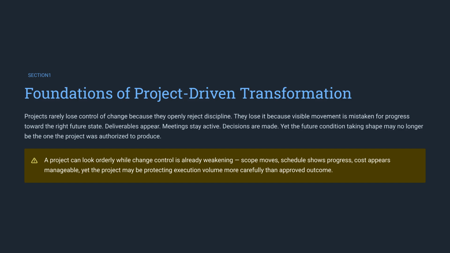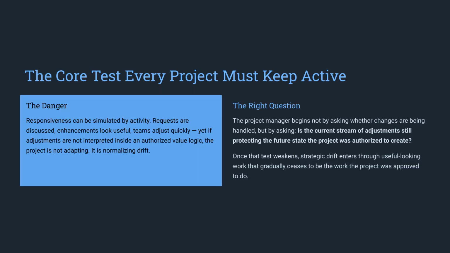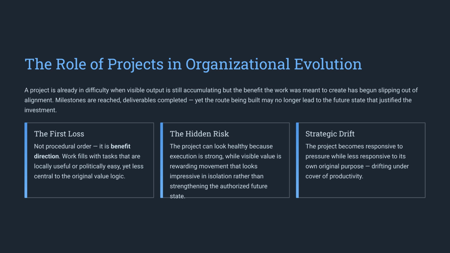They lose it when they mistake activity for progress. Even if deliverables are being produced, the project may be drifting away from its original authorized outcome. To avoid this, project managers must constantly ask, is the current stream of adjustments still protecting the project's authorized future state? This core test prevents strategic drift. Strategic drift happens when responsiveness to pressure takes precedence over the original purpose. The primary risks include focusing on local tasks rather than benefit direction, and mistaking strong execution for project health.